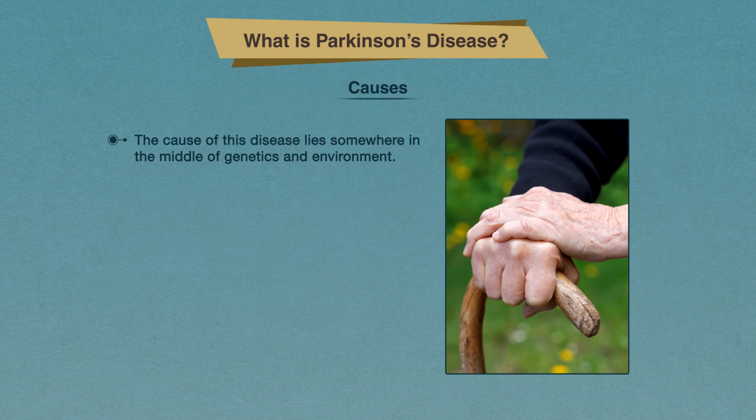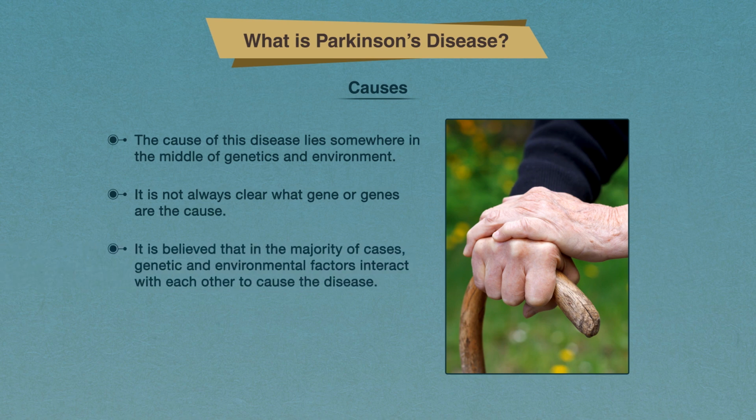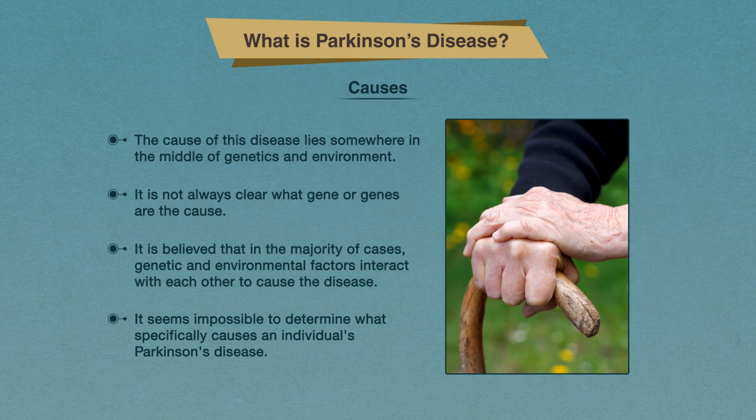For most people with PD, the cause of this disease lies somewhere in the middle of genetics and environment. While there are many who report one or more family members with the disease, it is not always clear what gene or genes are the cause. Some suspect that being exposed to certain chemicals or environmental toxins cause the PD, but this cannot be conclusively proven. Currently, it is believed that in the majority of cases, genetic and environmental factors interact with each other to cause the disease. Aggressive research is continuing every day, but at this time, it seems impossible to determine what specifically causes an individual's Parkinson's disease.